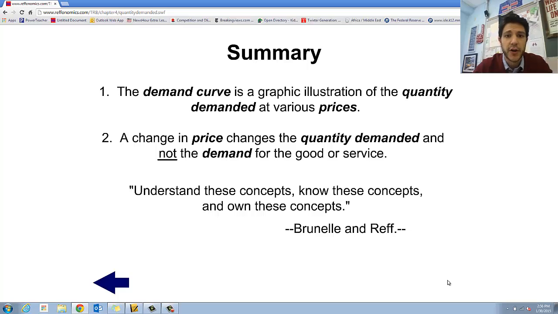In summary, the demand curve is a graphic model or illustration of quantity demanded at various prices. A change in price changes the quantity demanded and not the demand for the good or service. So think about this question as you come in on Monday: what is demand? We said it a lot during this lesson, but what is demand? What are we actually demanding? Stay tuned for Monday.